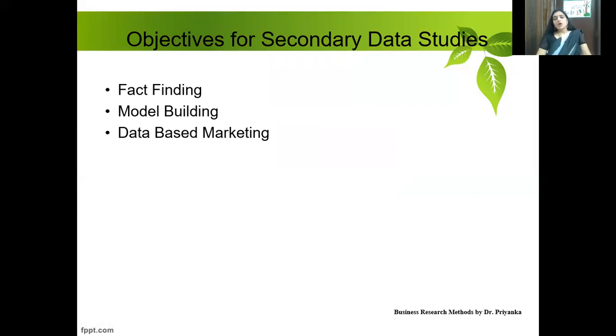Objectives of some secondary data studies might be about fact finding. Sometimes you just want to know about some facts and you want to find them. So in that case, you can use secondary data. Sometimes it is model building: you already have loads of data available, and you just want to build some models on that basis. Or database marketing: sometimes you just want to check databases and accordingly you will be marketing. Let us discuss these three objectives of secondary data studies one by one with the help of examples.